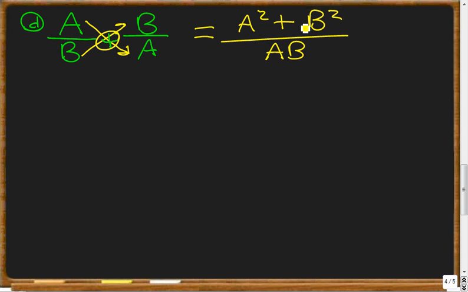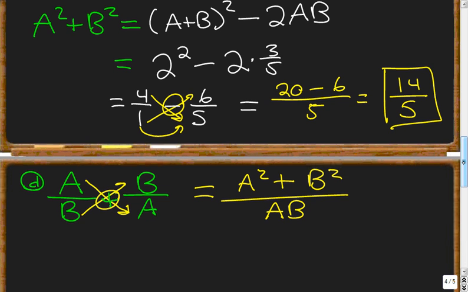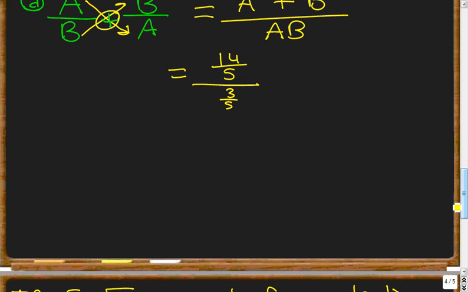Well, we did find what a squared plus b squared was from our previous slide. A squared plus b squared was 14/5. So here we can get 14/5 over a times b, which a times b was 3/5. Now, anytime you divide by a fraction, it's the same thing as multiplying by the reciprocal of the same fraction. So this is 14/5 times 5 over 3.